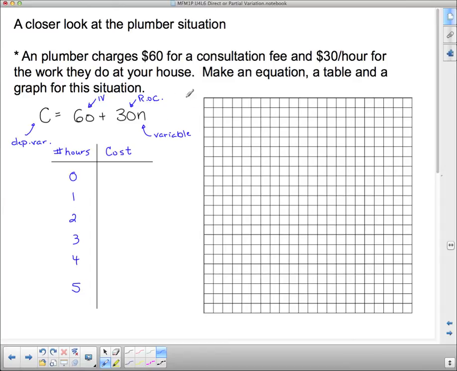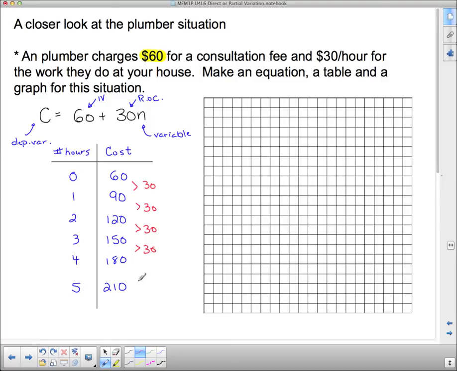So the cost for 0 hours, we have already talked about, we said we owe that $60 consultation fee no matter how long they stay. So for 0, we still owe $60. After 1 hour, we're going to owe $90 because I have to add in $30. After 2 hours, I owe $120 because I have to add in $30 twice. And now hopefully you can see that we've got an increase of 30 all the way along. So this is going to be 150, 180, and 210. Increasing by 30 every time.